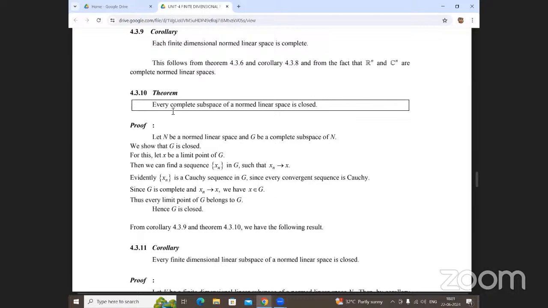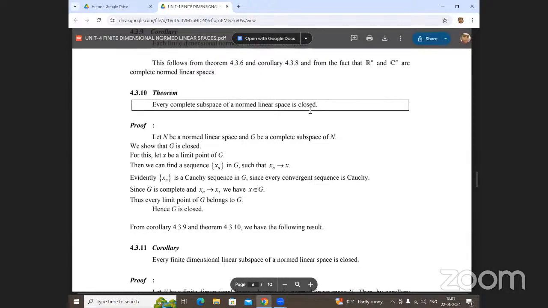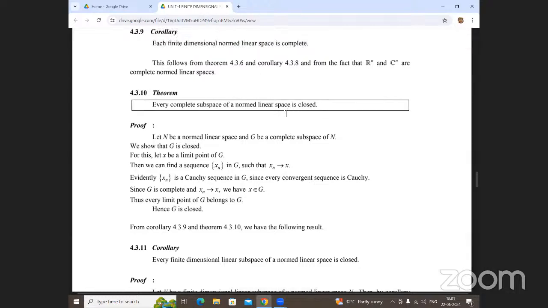Now, every complete subspace of a normed linear space is closed. First of all, a subspace of a normed linear space is complete, meaning every Cauchy sequence converges to a point. That is the meaning of completeness. Now, in the normed linear space, you take one of the subspaces. When that subspace is complete, then automatically it is closed. So, that is the statement.